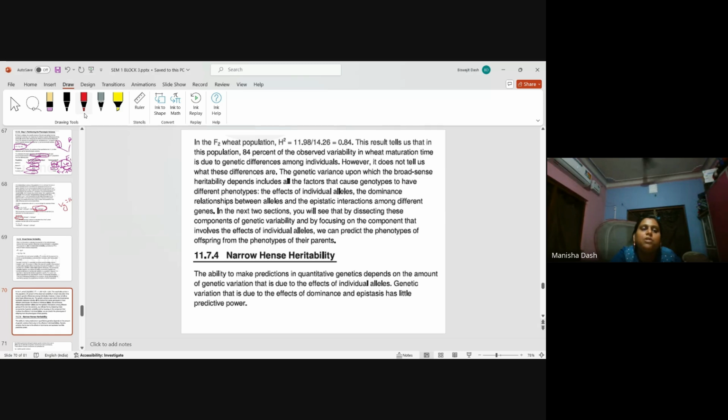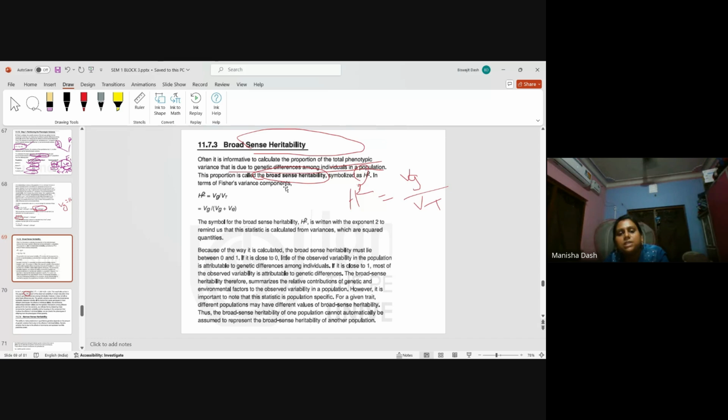That means among the F2 population, of whatever variation you are observing, 84% of the variation is due to the difference in the genotype of the individuals, and the remaining 16% is only because of the environmental variance. So this is what is called broad sense heritability, which measures, of whatever variation you are observing in a population, what fraction or percentage is contributed by the genetic component.